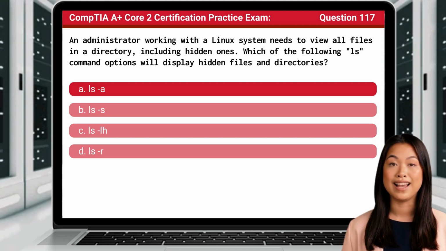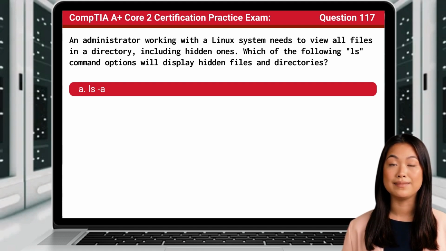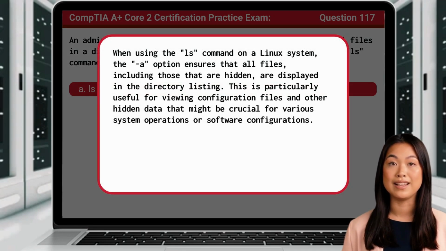The answer is A. ls -a. When using the ls command on a Linux system, the -a option ensures that all files, including those that are hidden, are displayed in the directory listing. This is particularly useful for viewing configuration files and other hidden data that might be crucial for various system operations or software configurations.